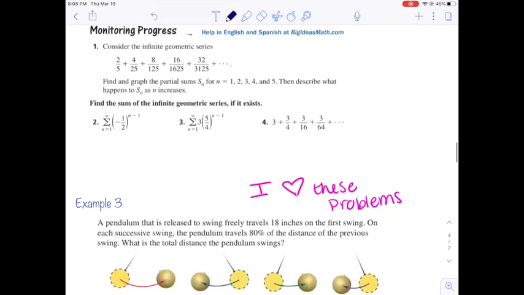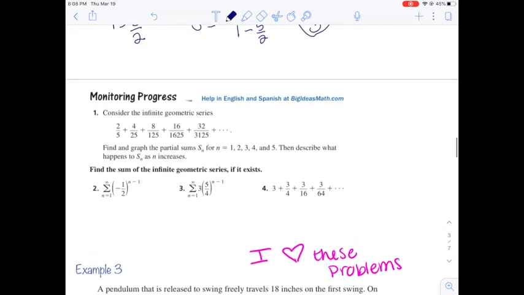All right, let's move on. If you feel like you need more practice, you might want to take a look at these. They're similar to what we just did, and you can practice for yourself.